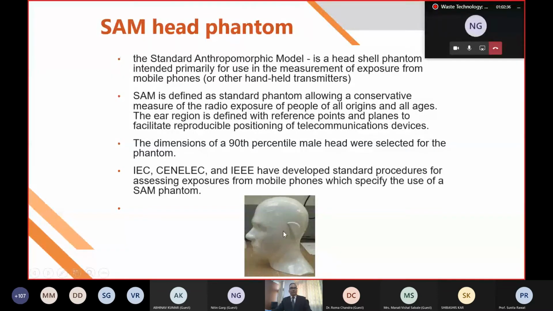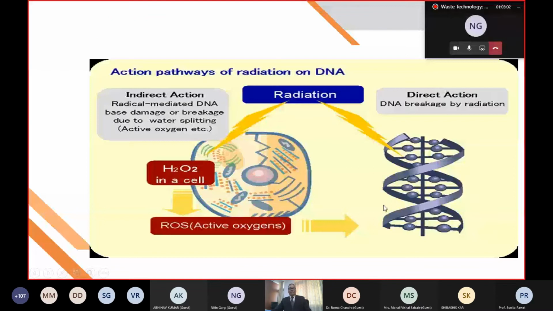This is the phantom material, and a standard anthropomorphic model is there, where they put on the probe and saw how much energy has been received by a particular tissue. So the cell is also receiving the radiation. If the cell is receiving it, definitely all the cell materials are also receiving the radiation. So it may damage any molecules.